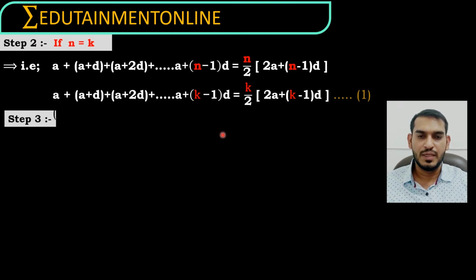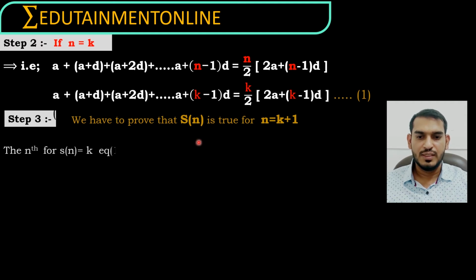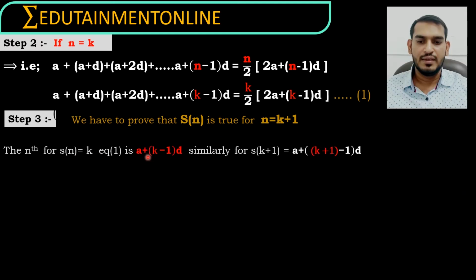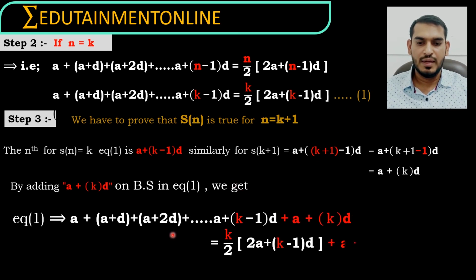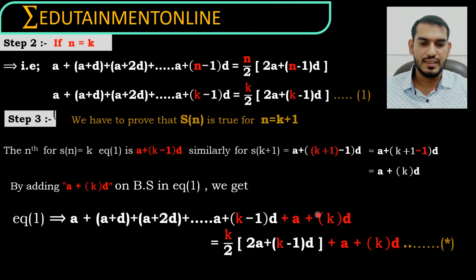Now in step 3, we will prove that this is true for S of k plus 1. To do that, we will write the k plus 1th term first. The kth term is a plus k minus 1 into d. So the k plus 1th term will be a plus k plus 1 minus 1 into d, which is a plus kd. Adding this term on both sides of equation 1, we get a plus d plus a plus 2d and so on up to the kth term, and then we are adding the k plus 1th term on both sides.